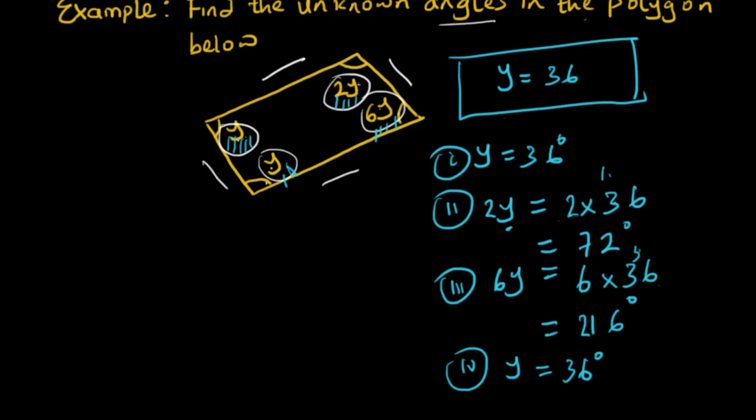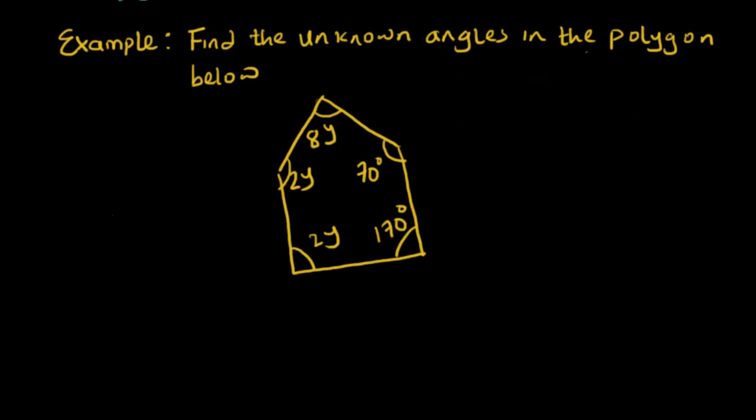Now to confirm that our answer is correct, if you add 36 with 72 with 216 with 36, you are supposed to get 360 degrees, which is the sum of angles in a quadrilateral. You can confirm this on your own, if adding these 4 angles will give you 360 degrees. If it doesn't, then we are wrong.